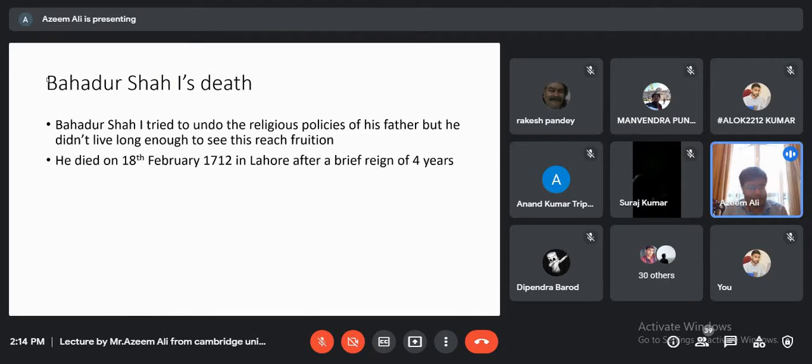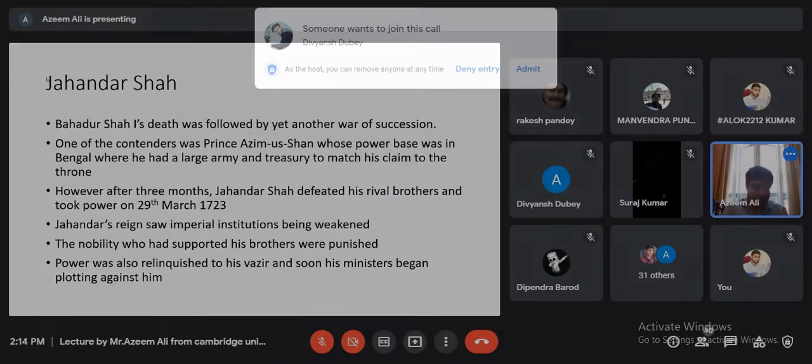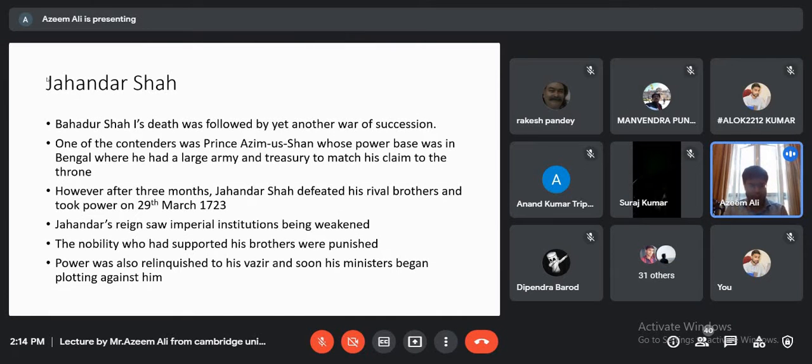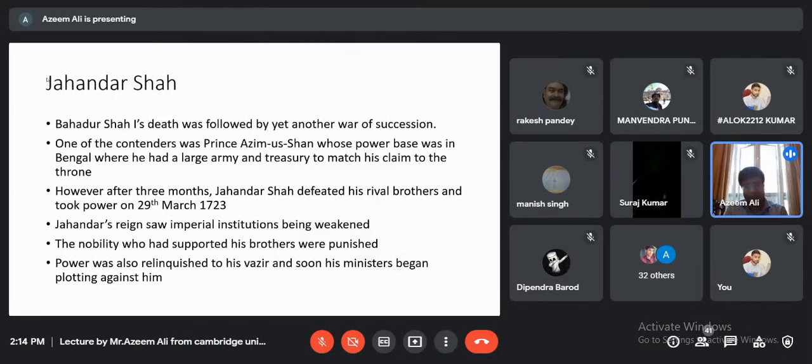And Bahadur Shah I tried to undo the religious policy of his father, but unfortunately he didn't live long enough to see this reach fruition, and he died on the 18th of February 1712 in Lahore after a brief reign of just 4 years. And Bahadur Shah I's death was followed by another war of succession. So this is a recurring issue that he had.